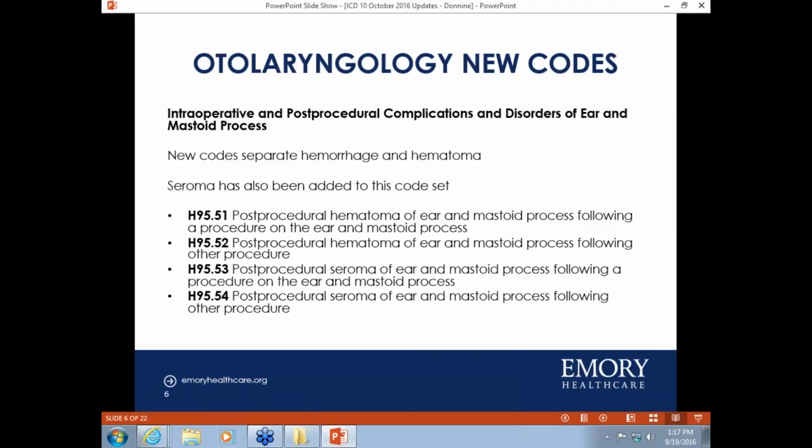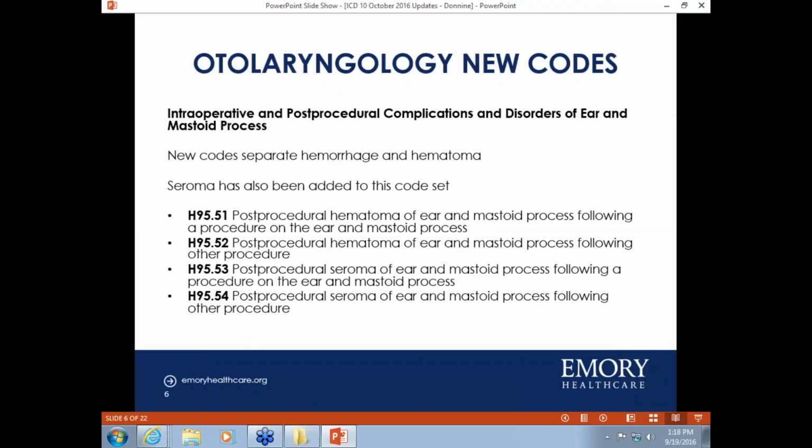Then we have intraoperative and postoperative complications and disorders of the ear and mastoid process. The codes have been broken down. It used to be hematoma and hemorrhage in 1 code, in which hematoma and hemorrhage is a little bit different. You know, hemorrhage means you're bleeding, and hematoma is more like a bruise. So they've broken those codes out, and they've actually also added a code for seroma. So you have post-procedural hematoma of the ear following a procedure on the mastoid process, and then there's one for post-procedural hematoma following other procedure.